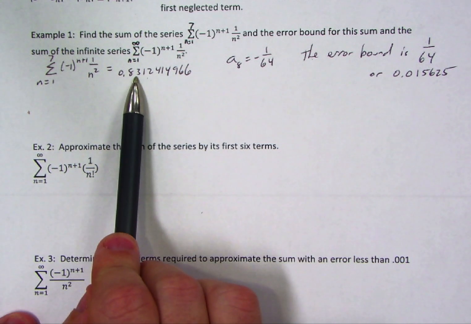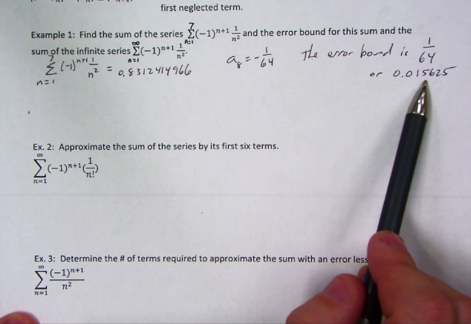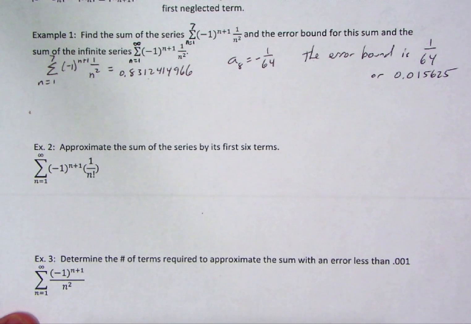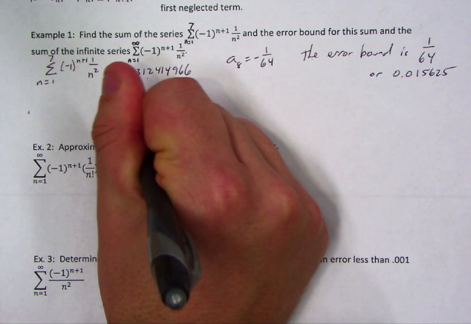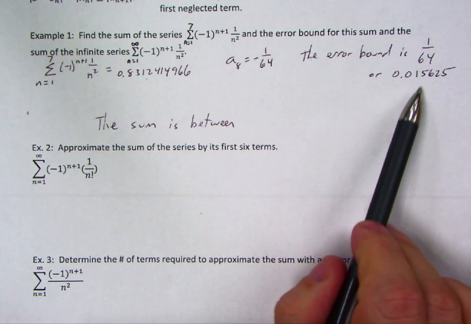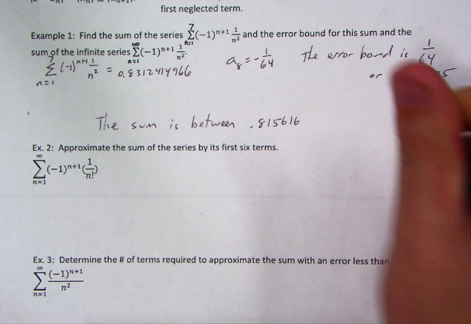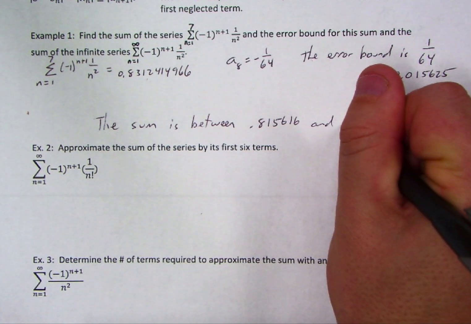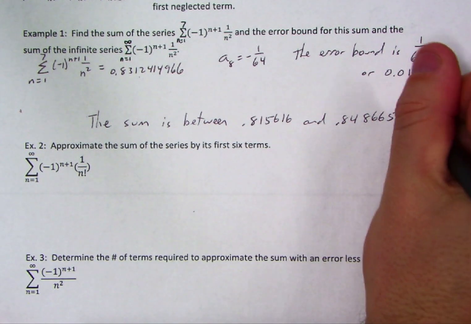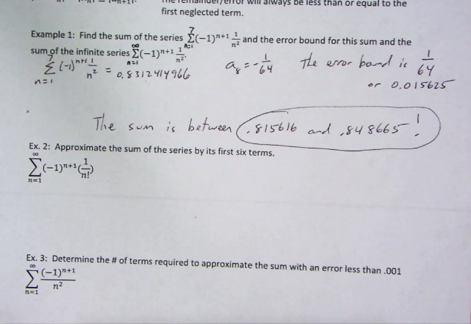So what that means is this. If I add 0.015625 to this number, and subtract it from 0.8312, I would find a range of what the true sum could be. So the actual sum is between whatever I get when I add and subtract this error. So it's going to be between 0.815616 and 0.848665. I just arbitrarily pick numbers. But think about that. Just from adding up the first 7 numbers, we're able to determine what the sum of all infinitely many would be. It's got to be in between these 2 values.